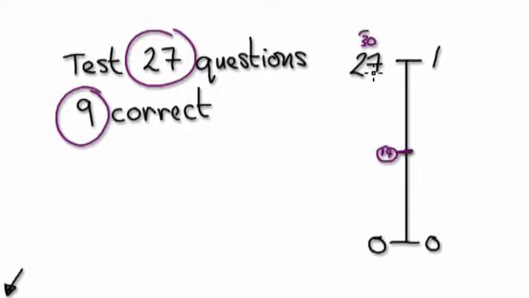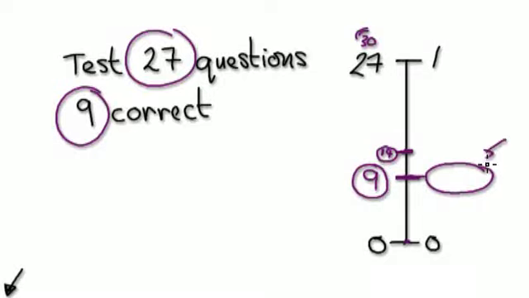I know half of 30 is 15, but 27 is slightly less than 30, so I'm going to guess 14. Just guess roughly. Now if from here to here is 14, I'm going to guess nine is around here. So I'm going to mark nine here. What is the decimal representation of this bit here?